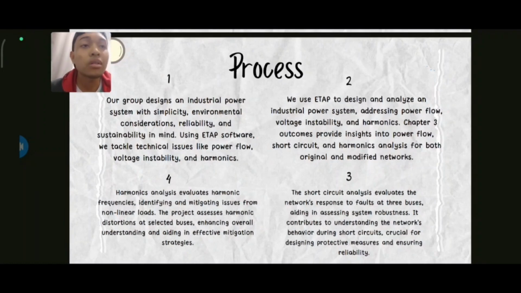The third process is the short circuit analysis, where we evaluate the network response to faults at 3 buses, aiding in assessing system robustness. It contributes to understanding the network's behavior during short circuits, crucial for designing protective measures and ensuring reliability. The last process is to analyze harmonics, which evaluates harmonic frequencies, identifying and mitigating issues from nonlinear loads. The project assesses harmonic distortion at selected buses, enhancing overall understanding and aiding effective mitigation strategies. Thank you.